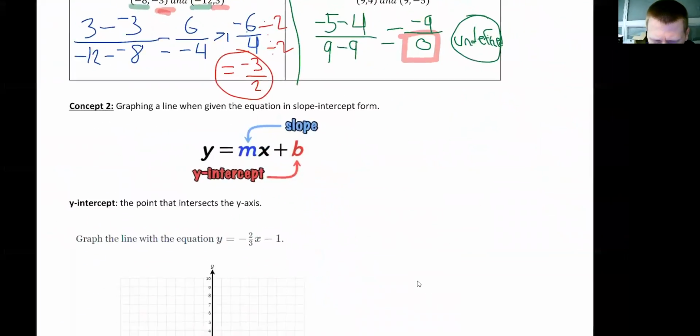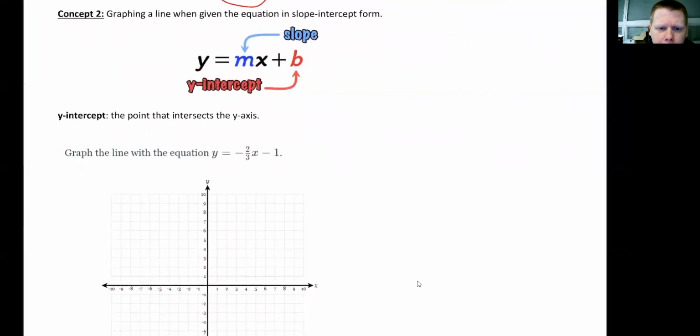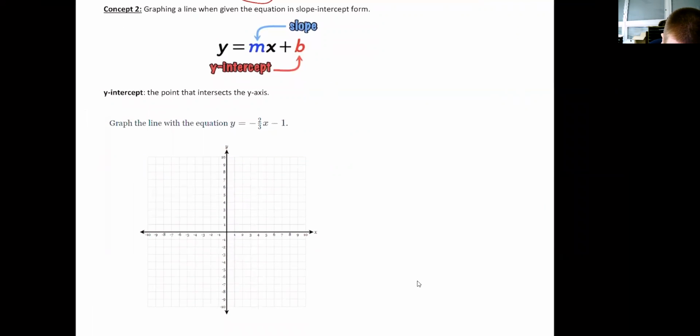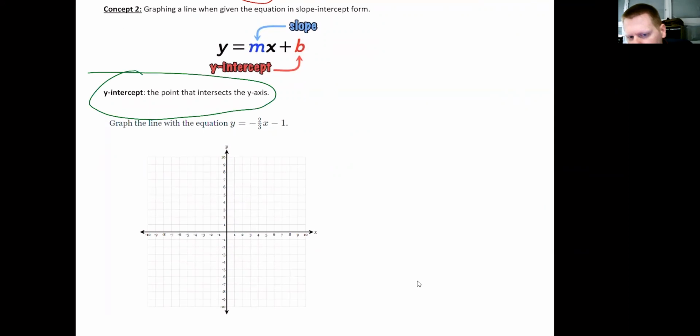All right, the second thing we're going to look at today is graphing a line when given in slope-intercept form. So slope-intercept form is y equals mx plus b. Very familiar looking, I'm sure. Keep in mind the m is your slope in this formula. The b in this formula is your y-intercept. If you don't remember, the y-intercept is where it intercepts, or crosses, or intersects the y-axis.